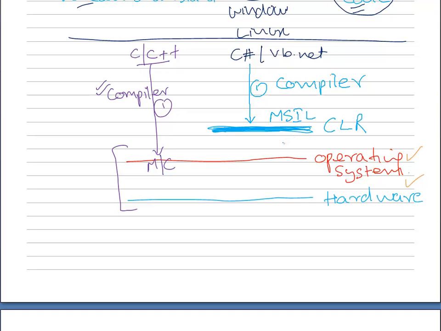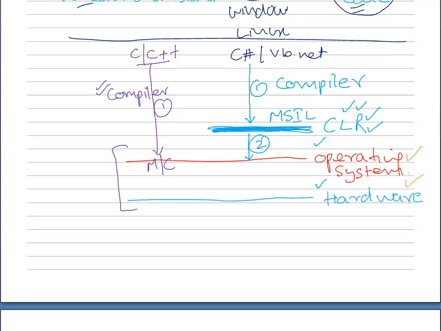Now this is where the CLR comes into picture. Now the CLR will convert the MSIL into the machine code, which will target a specific operating system and a specific hardware, right? So if you are on a Windows operating system on a 32-bit machine, the CLR will be different. If you are on a Linux operating system on a 32-bit machine, the CLR will be different. If you are on a mobile platform, the CLR will be different. If you are on some other smart device, the CLR will be different, right? So it's basically a two-step process.